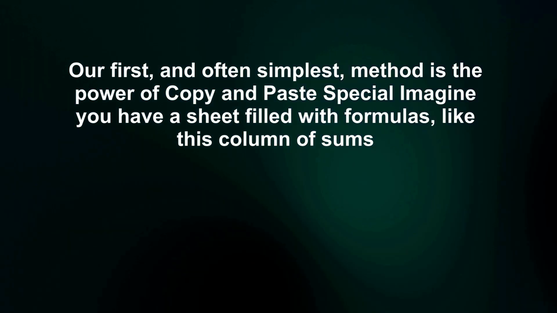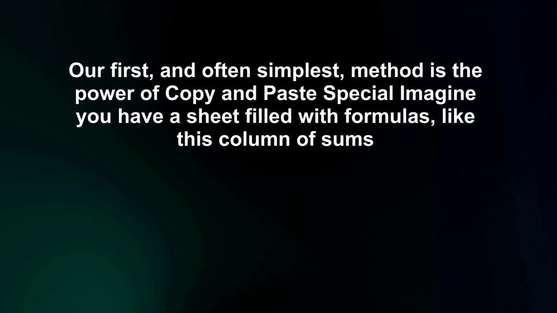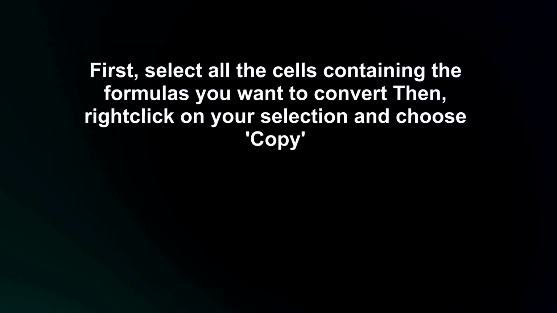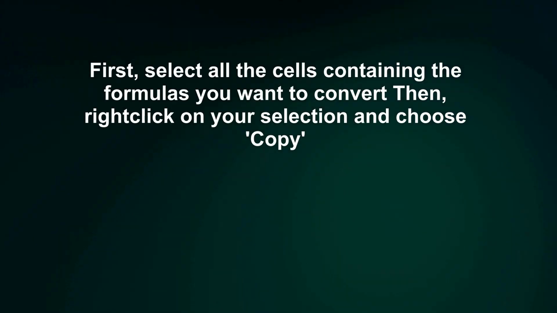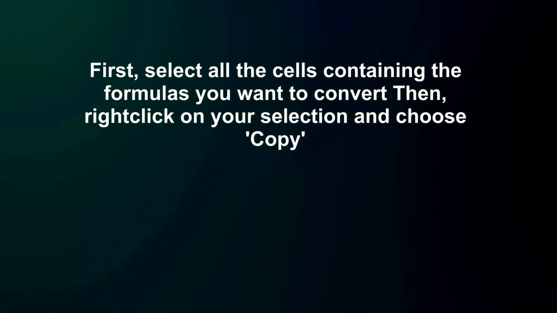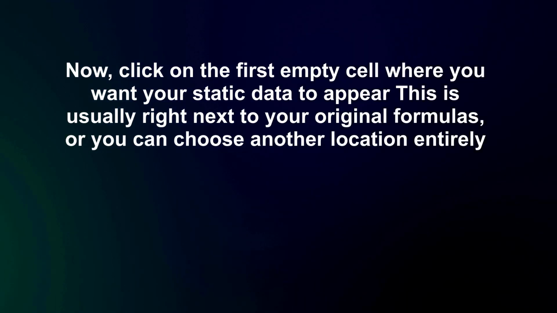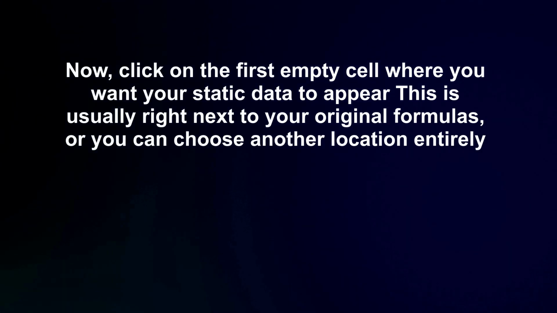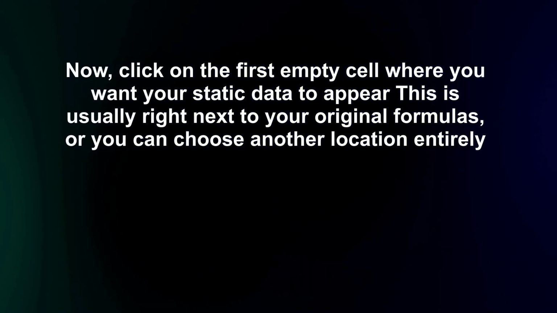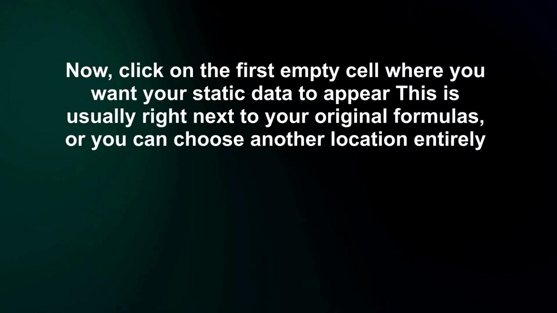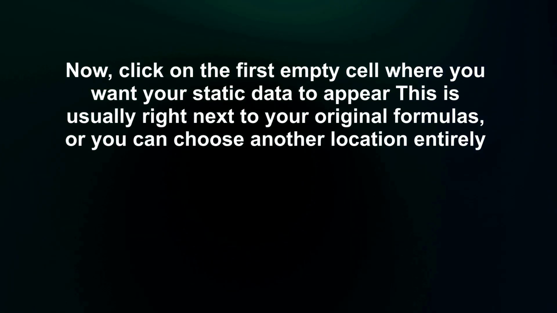Imagine you have a sheet filled with formulas, like this column of sums. First, select all the cells containing the formulas you want to convert, then right-click on your selection and choose Copy. Now, click on the first empty cell where you want your static data to appear. This is usually right next to your original formulas, or you can choose another location entirely.